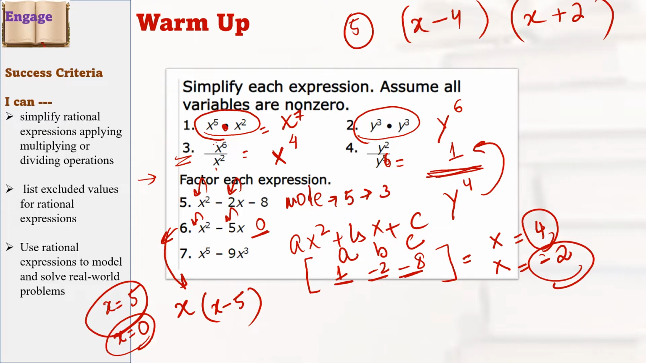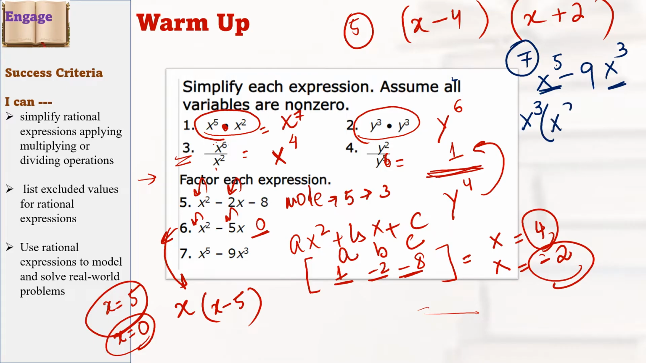Now while solving question number 7, it's very important that you solve manually. It's written as x to the power of 5 minus 9x to the power of 3. First of all, take the common among them. So what is the common? Take the least power, that is x power 3. So how many powers are left? From the first one, 5 minus 3, power 2 left. And already x cube is outside the bracket, so only 9 is left.